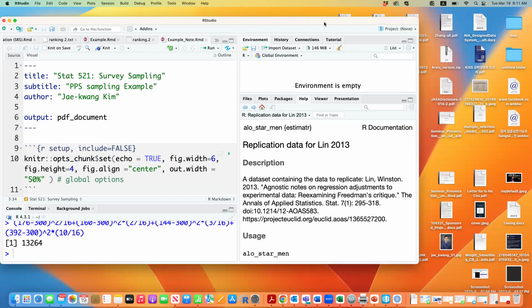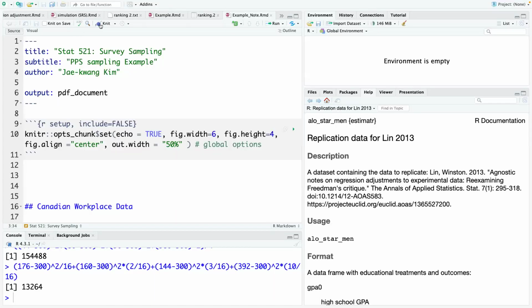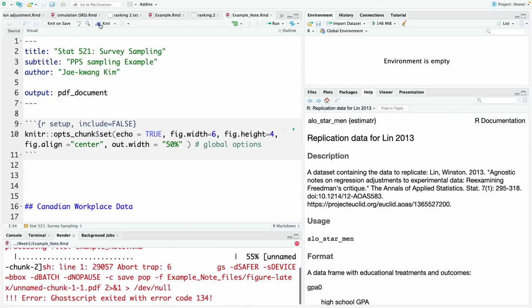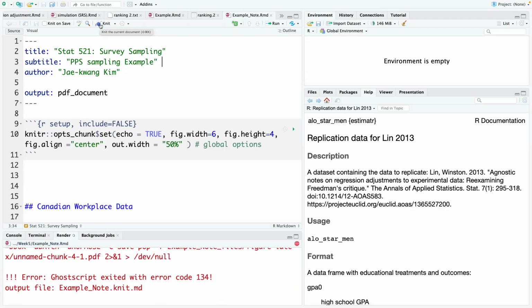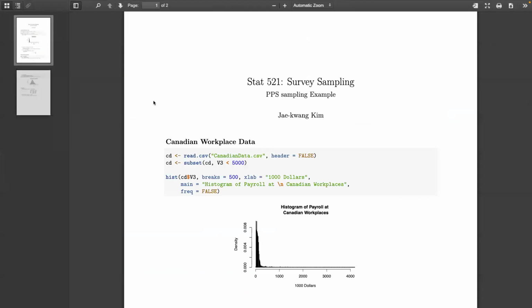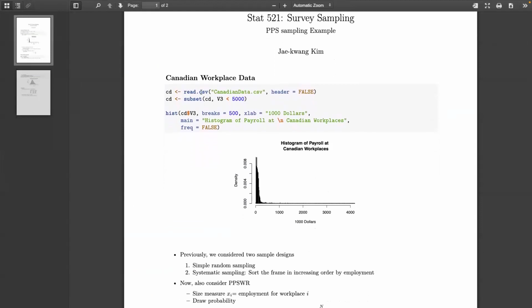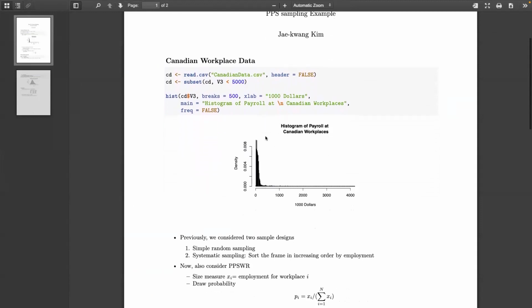Okay, this is a markdown for PPS sampling. So this is Canadian workforce data. The workforce data is company data, so the distribution is really skewed.